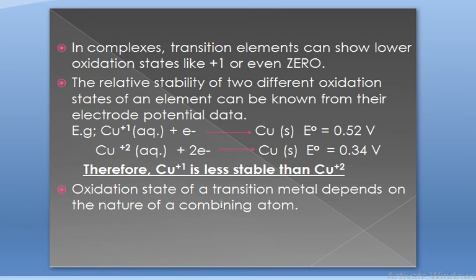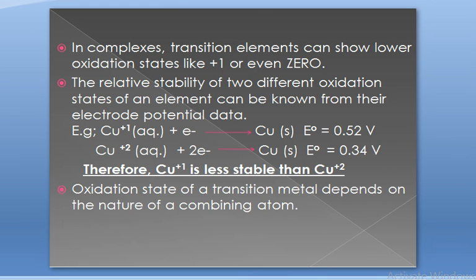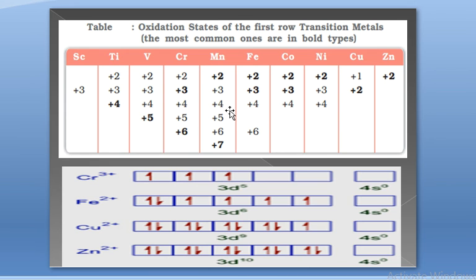The last point is not only true for transition elements, it is true for all elements, that oxidation state of a transition element, transition metal, depends on the nature of a combining atom. They do exist in a number of oxidation states. Now, in some compounds, iron will exist as +2, in some it will exist as +3, and it depends on so many factors, and one of the primary factors being what is it combining with, what is the oxidation state of the one it is combining with. Accordingly, iron will have its oxidation state, right?